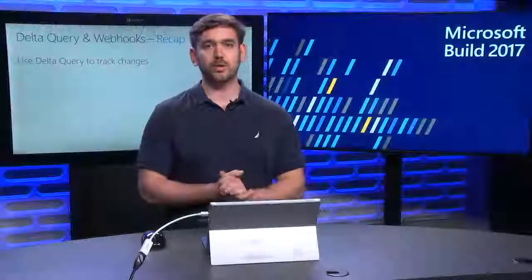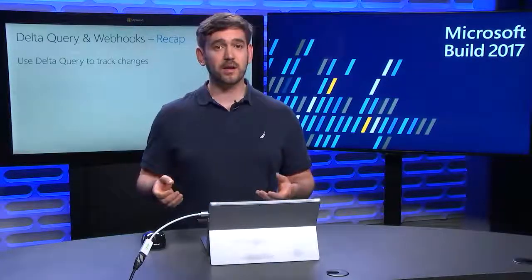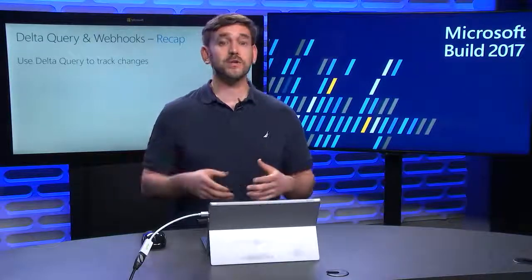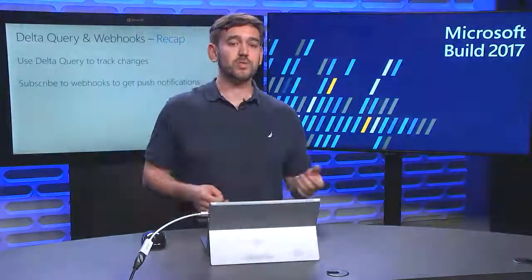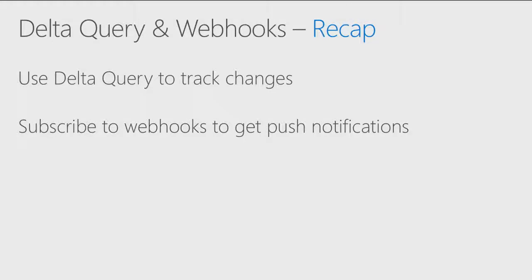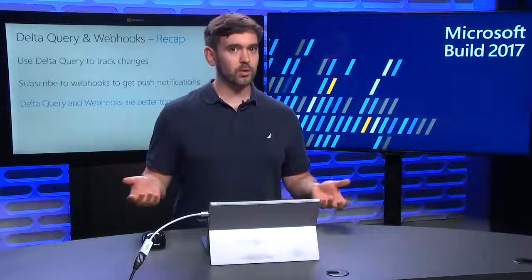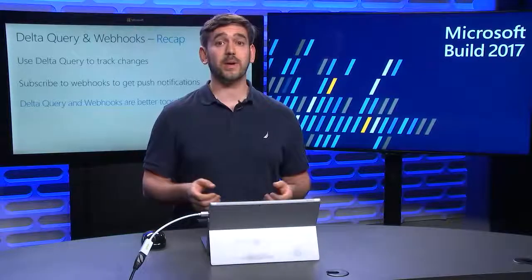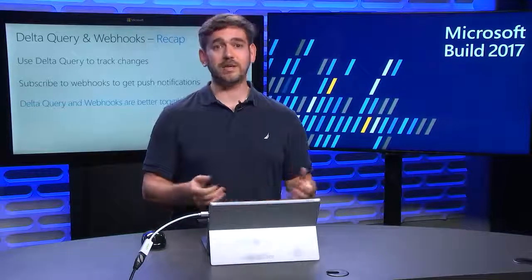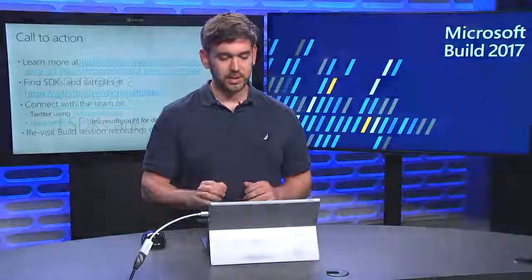All right. So in summary, we talked about how you can use Delta Query to track changes to entities in the graph, which can be useful to synchronize data in applications with local data stores or to do simple change tracking in stateless applications. We also talked about how you can use webhooks to receive push notifications. And we talked about how these two things are better together. They're useful on their own, and they're very good on their own, but they're really, really great when you use them together. We also talked about a few new features that we're excited to have in both our V1 endpoint and our beta endpoint as of Build 2017.